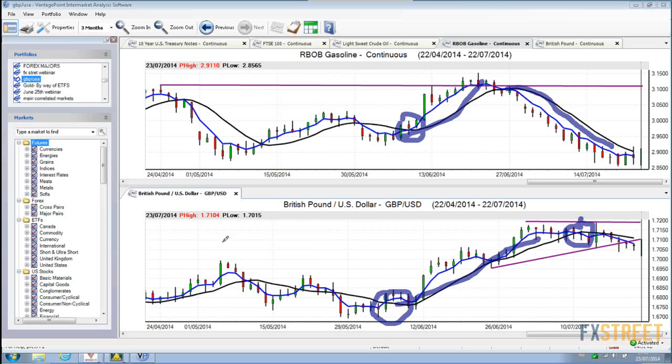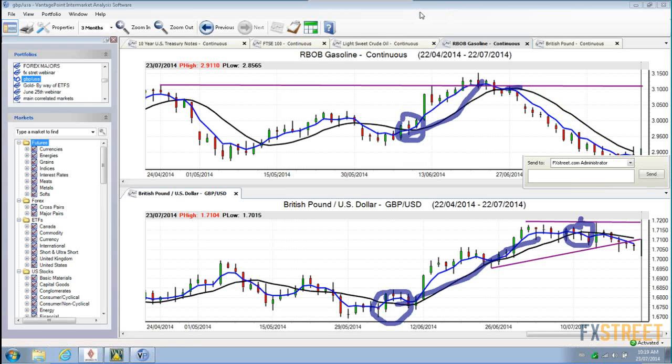And again, we are capable of doing analysis on light sweet crude oil. I'm not sure what you're asking here.